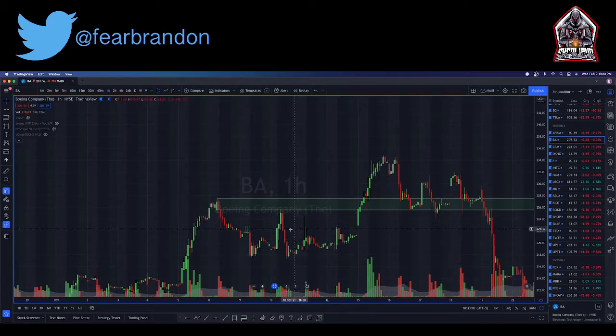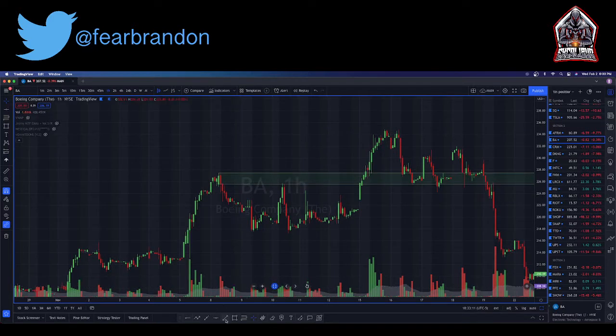This is the whole theory behind this. Doesn't work 100% of the time, but you're setting yourself up. You're not getting into a put down here. When you have these zones marked up, you have the best time to get into a play. You want to get into a call when we're bullish coming out of this zone. Get into a put when we're bearish coming out of that zone.